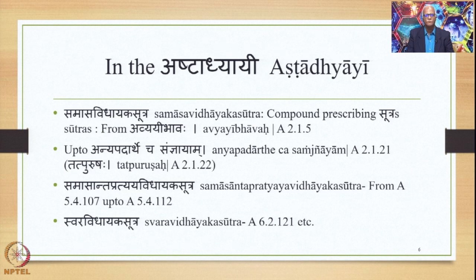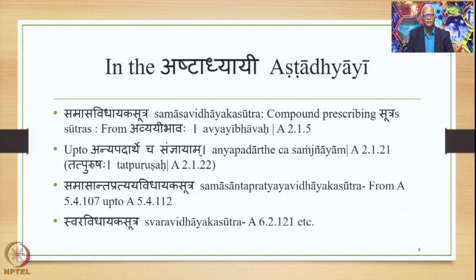Now, there is another section in the Ashtadhyayi from 5.4.107 up to 5.4.112, which prescribes the compound-end suffixes as far as the avyayībhāva samāsa is concerned. These are the samāsānta pratyaya vidhāyaka sutras. And the svara vidhāyaka sutras, namely the sutras which prescribe the accent of the avyayībhāva samāsa, are not too many. There are only a few of them, for example, 6.2.121, etc.